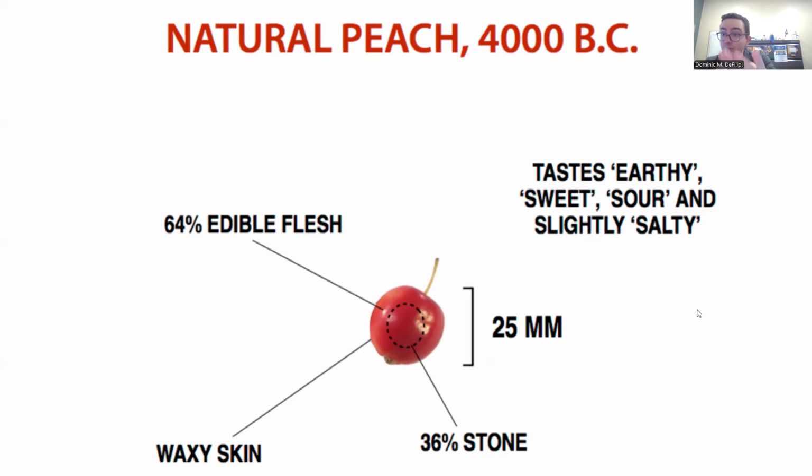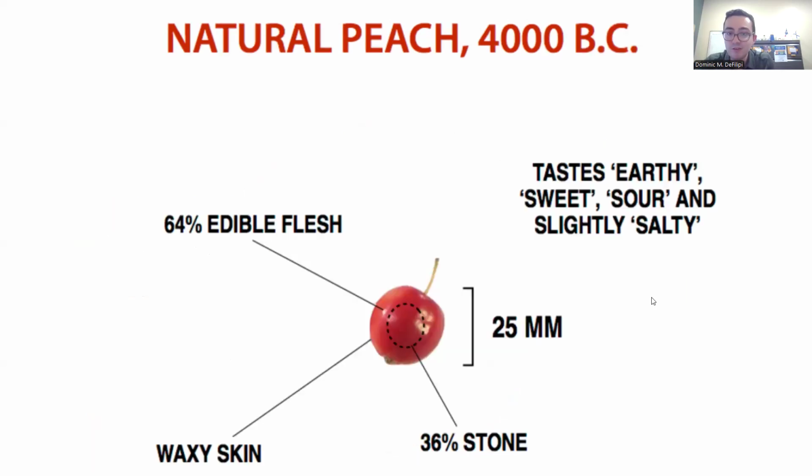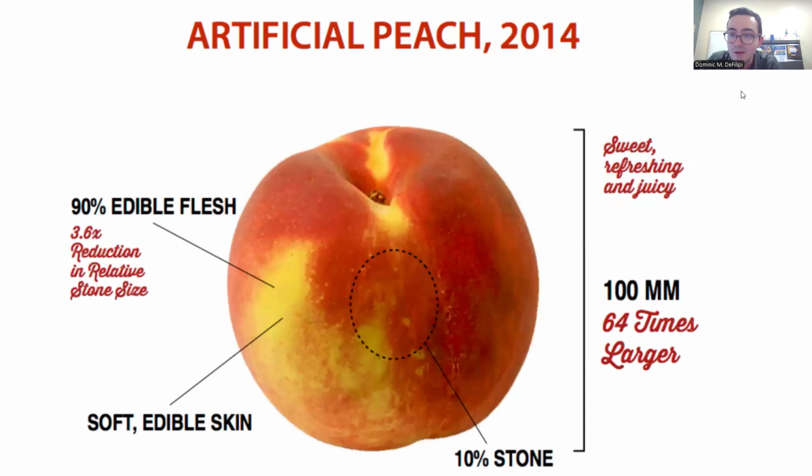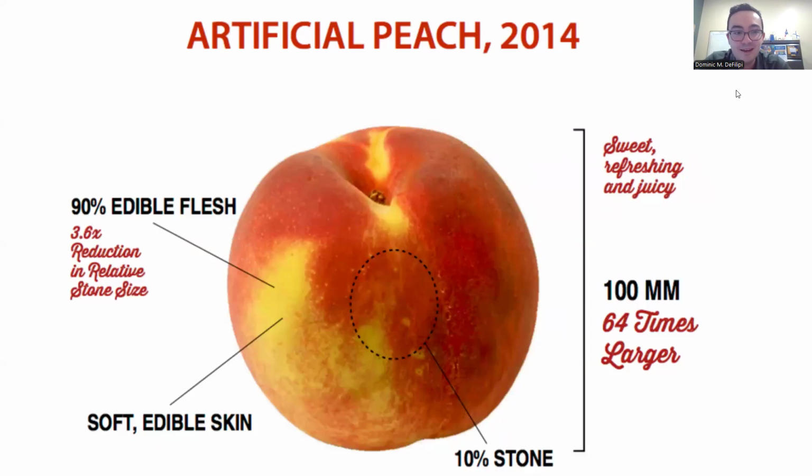So this is the same peach species as this. Both of these are the same thing. These are the same peach. It's just over years and years of selective breeding that we have gone from the traditional, might I say, heirloom peach to the artificial peach of 2014. So we went from 64% edible to 90% edible flesh, and that's a 3.6 times reduction in relative stone size.